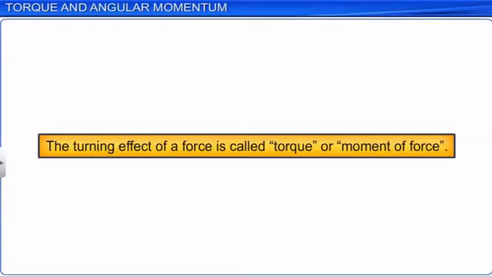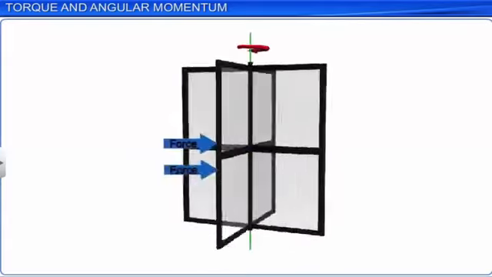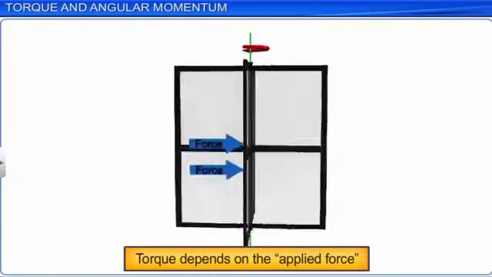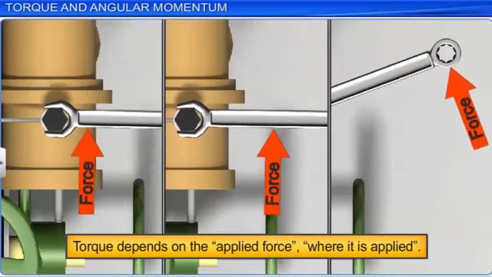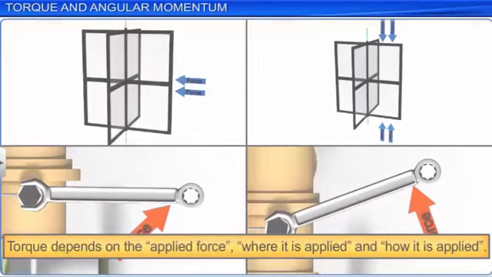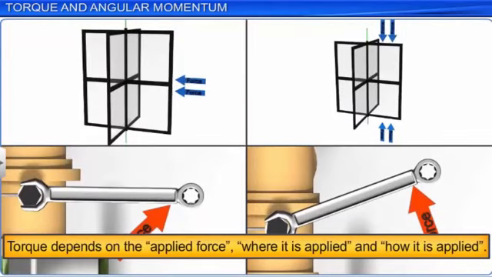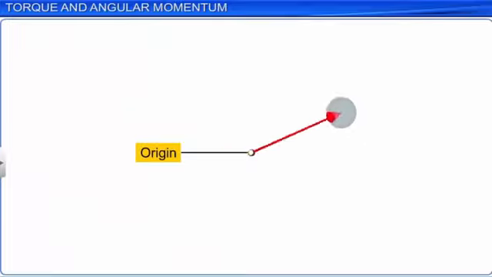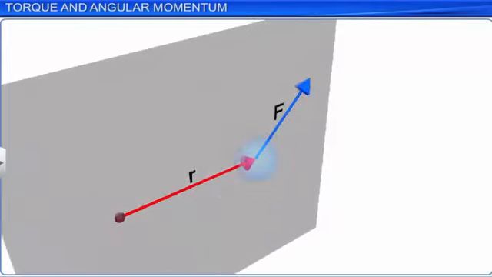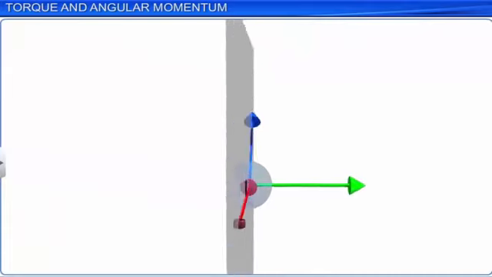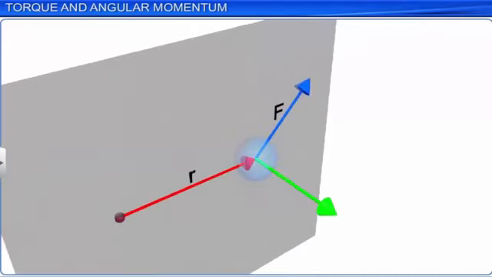As seen earlier, torque depends on the applied force, where it is applied, and how it is applied. Now let us define the torque of a force. If a force F is acting on a particle located at r, then the torque acting on the particle about the origin is a vector defined as r cross F and is denoted by the Greek alphabet tau.